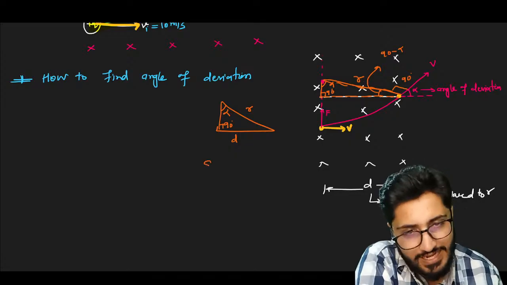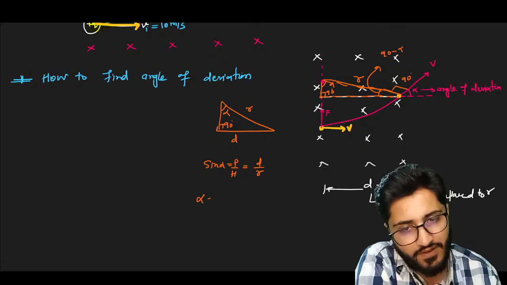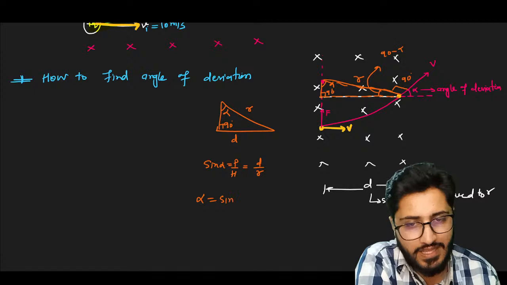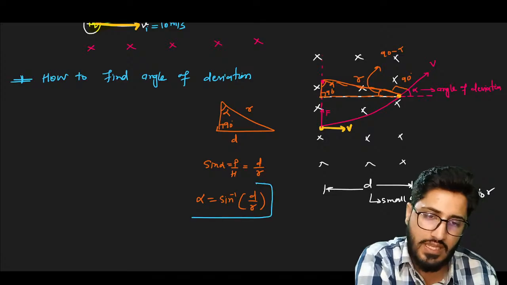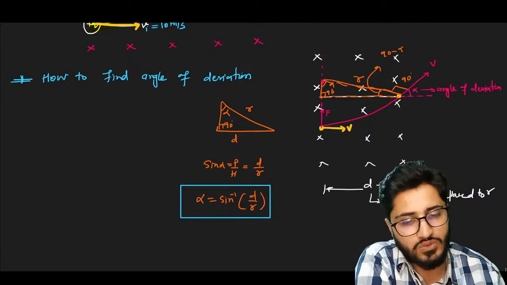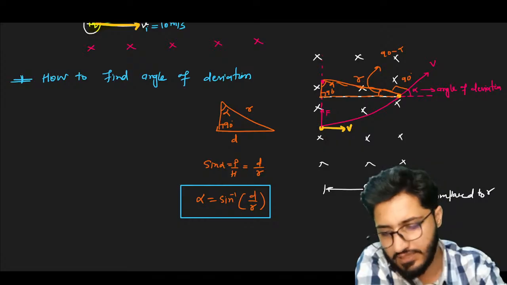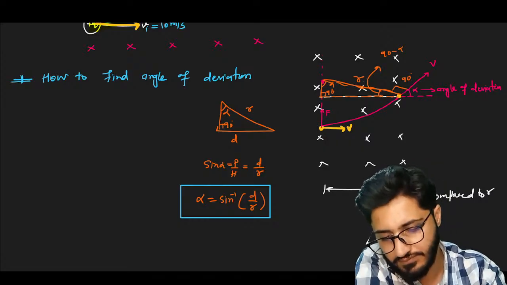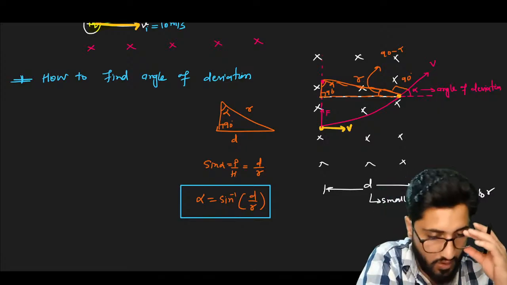So what is sine alpha now? Perpendicular by hypotenuse. P is d, H is R. So what is alpha now? Alpha came out to be sine inverse d by R. So this alpha is known as the angle of deviation. Done? Simple, now?